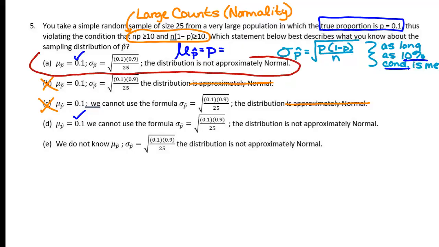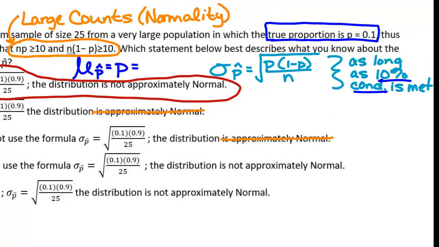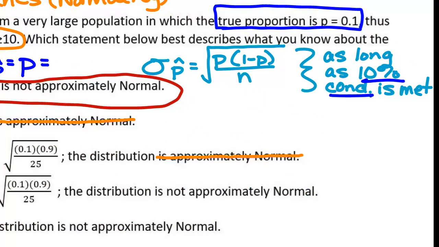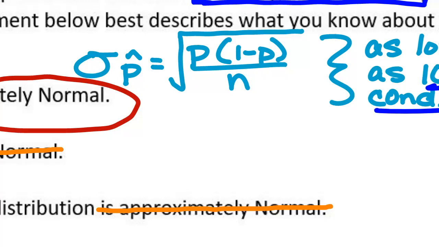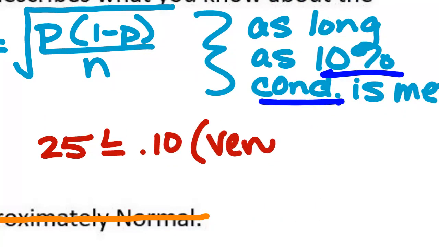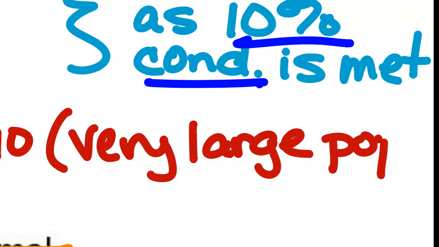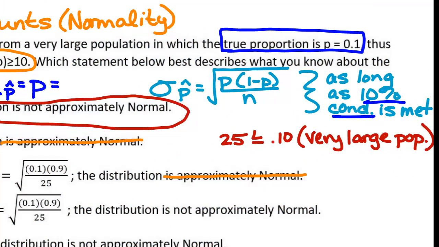Because we do meet our 10% condition, and you should always go through and check that, especially if the question does not ask for it. Anytime you're calculating standard deviation, you need to check the 10% condition. So our sample is 25, less than or equal to 0.10 of, it says, a very large population. Well, what's the smallest that this very large population would have to be? 250.